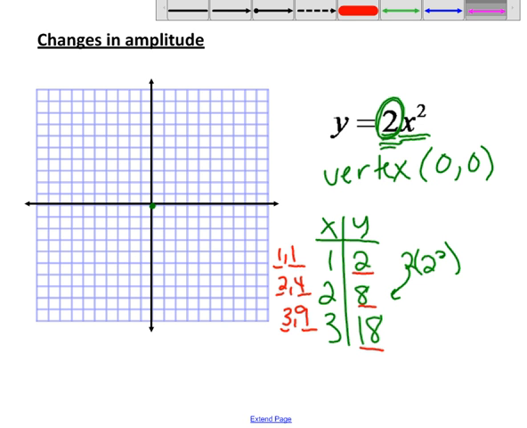So instead of going over 1 and up 1, we're going to go over 1 and up 2. 1, 2. This one, we're going to go over 2 and up 8. The third one won't fit on our graph, but we have our line of symmetry here, so we can plot our opposite points. We're going to have a point here and here. And you might notice this graph is considerably steeper than the other graphs. The larger your coefficient of x gets, the steeper your graph is going to get.